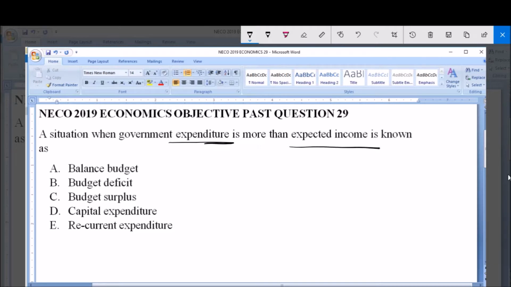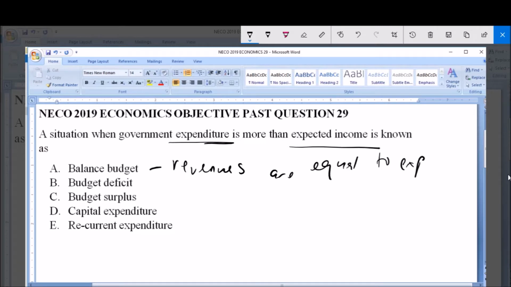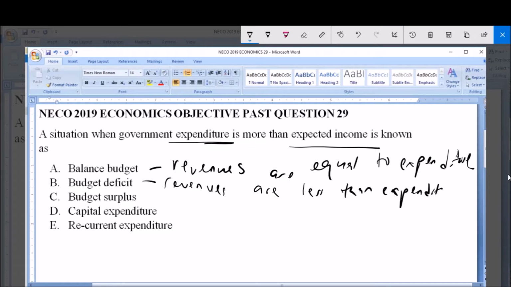So in a balanced budget, revenues are equal to expenditure. Then in a budget deficit, revenues are less than expenditure. That is, in other words, expenditure exceeds revenue.